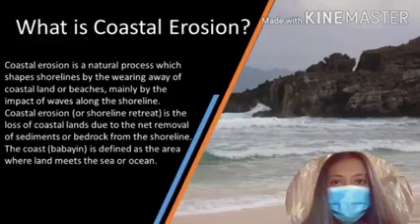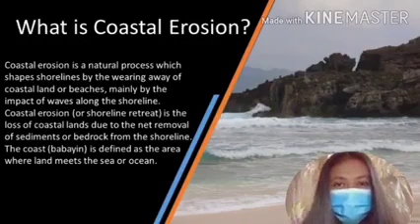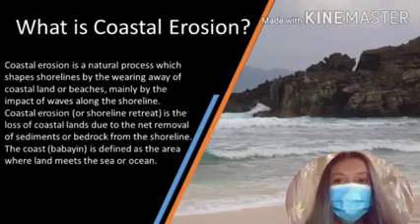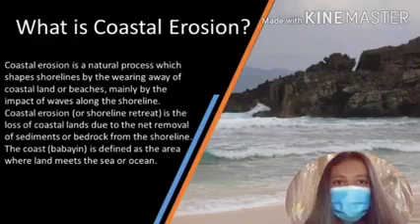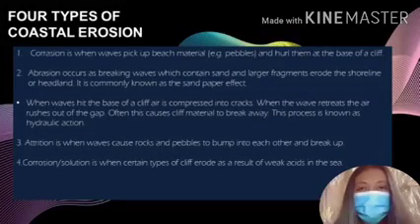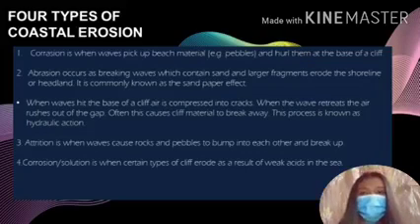Coastal erosion, as I said, is the loss of coastal land due to the net removal of sediments or bedrock from the shoreline. So coast is defined as the area where land meets the ocean or the sea. What are the four types of coastal erosion? The four types of coastal erosion are corrosion, abrasion, attrition, and corrosion.